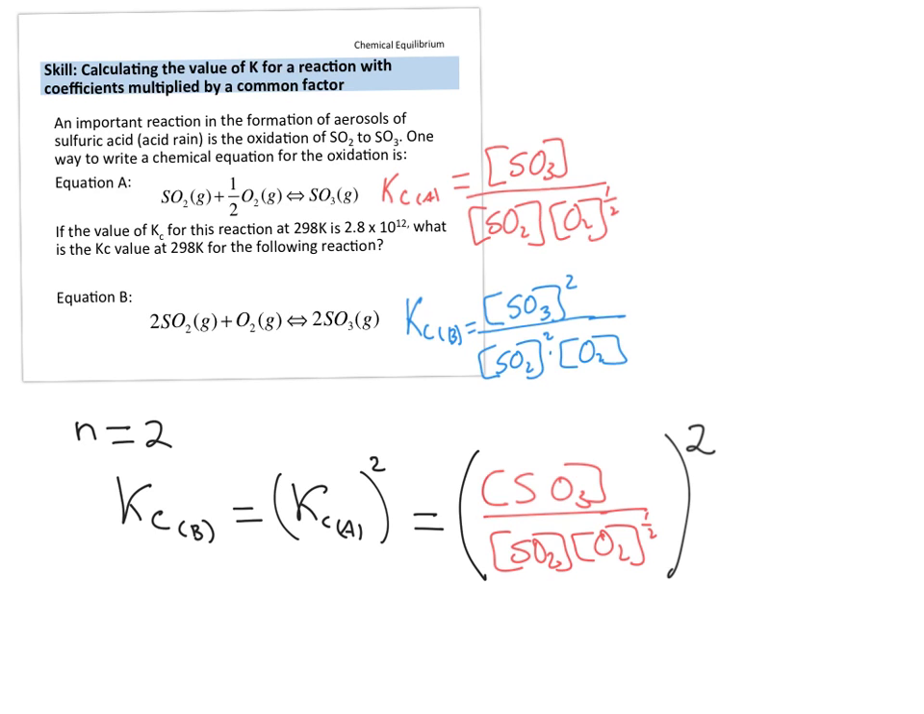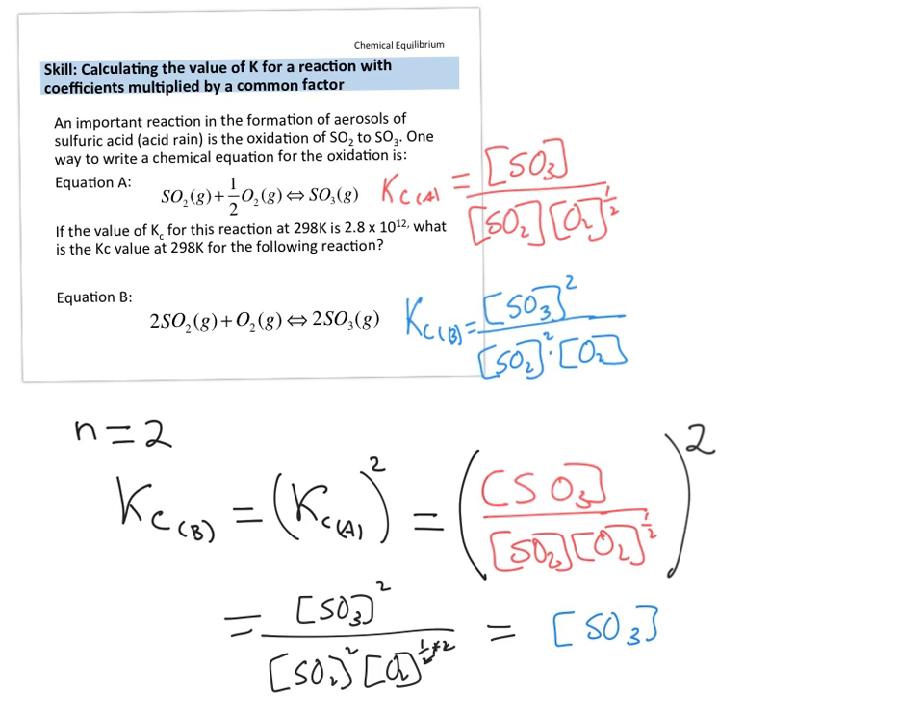If I continue with my math, SO3, sulfur trioxide, is raised to the 2. I'm going to do the same thing in the denominator: O2 to the 1/2 times 2. This cancels out, and we end up with a 1 here. If you look, I'm going to change color so you can refer again to the original Kc expression for equation B. We end up exactly with the same expression.